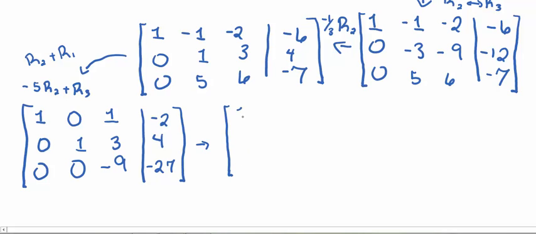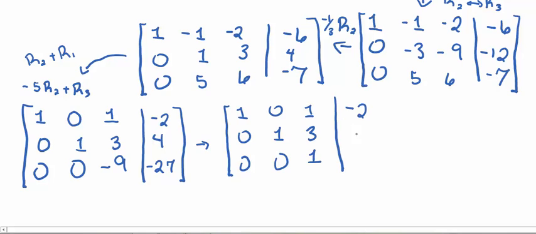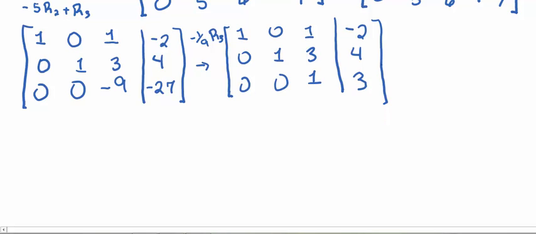Now we'll worry about the third column. And we start by getting the 1. So for this one, that entry is currently a negative 9. So in order to turn a negative 9 into a 1, I need to multiply by negative 1 over 9. So that gives me a positive 3 in this last spot. Now we just need to worry about the zeros above that 1. Everything else has been set. That's the only thing we're missing.